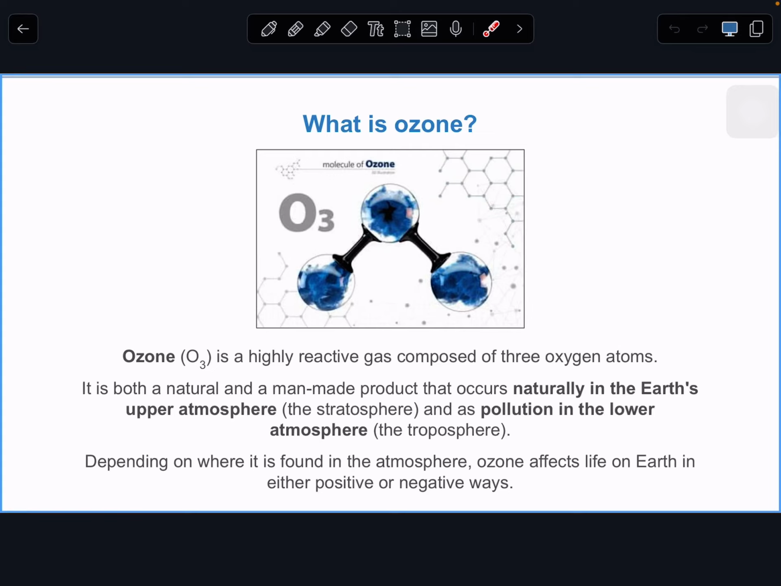The ozone layer is natural, and we really need it, whereas ground level ozone, which is made from photochemical smog, is not natural, and we do not need it. Depending on where it's found in the atmosphere, ozone affects life on Earth in either positive or negative ways. In which layer of the atmosphere is ozone positive? Stratosphere. In which layer is ozone negative? Troposphere. Perfect.